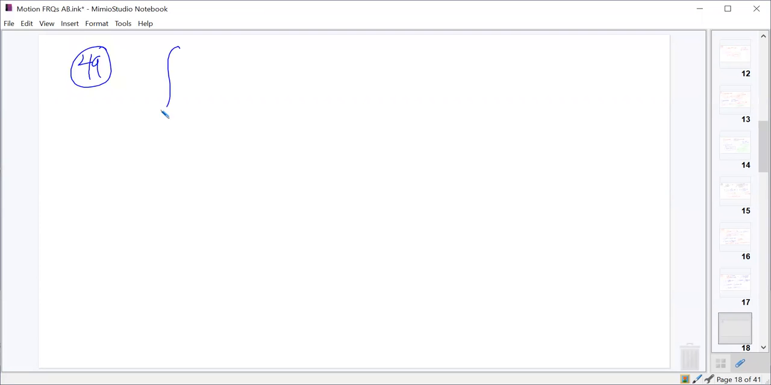Oh, that's a fun looking one. The integral of e to the x plus e to the negative x over e to the x minus e to the negative x dx. Okay. Any thoughts on that one? It looks difficult. Do you agree? It looks difficult. It's easy. Do we separate it? Nope.